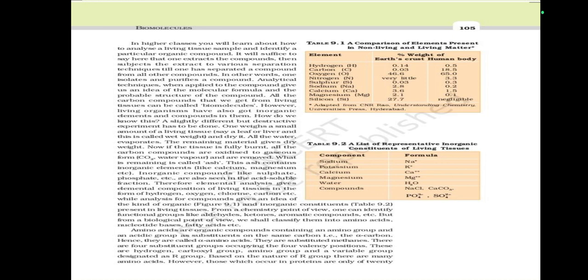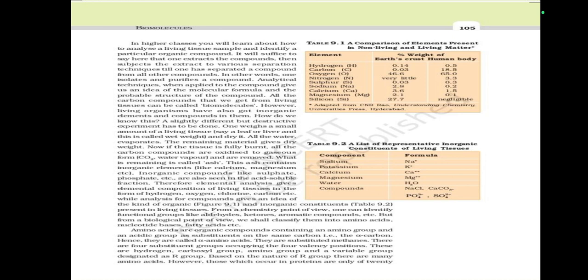All the water evaporates, and the remaining material gives the dry weight. Now, if the tissue is fully burnt, all the carbon compounds are oxidized to gaseous forms, carbon dioxide, water vapor, and removed. What remains is called ash. This ash contains inorganic elements like calcium, magnesium, etc. Inorganic compounds like sulfate, phosphate, etc. are also seen in the acid soluble fraction.